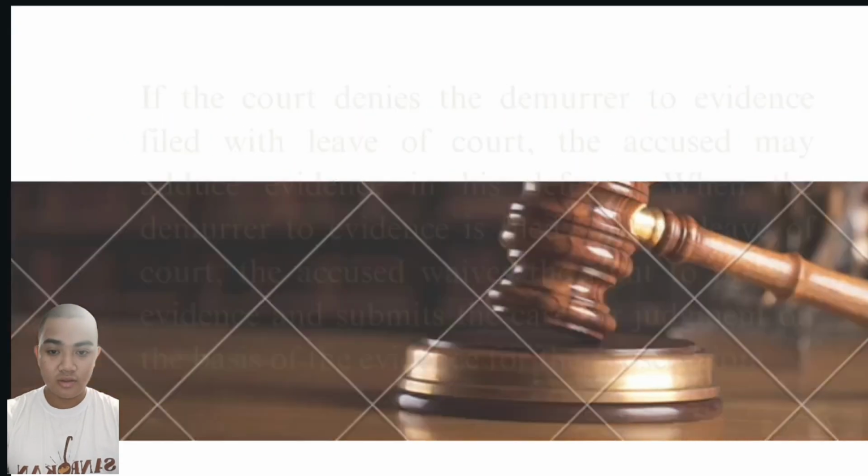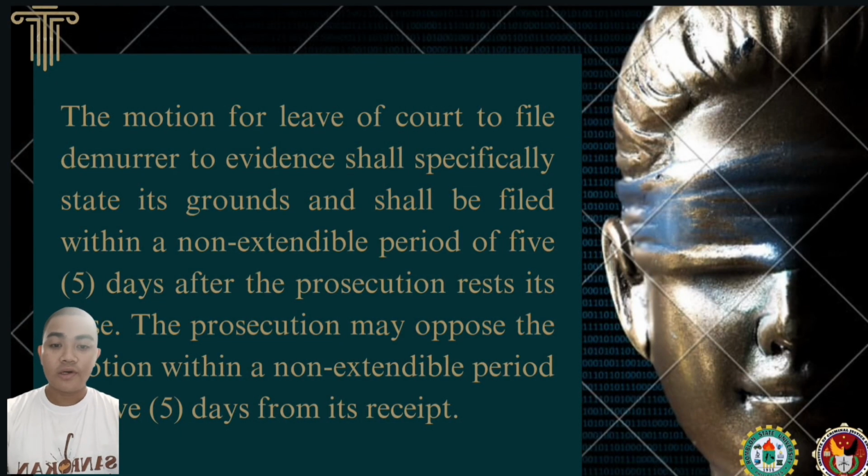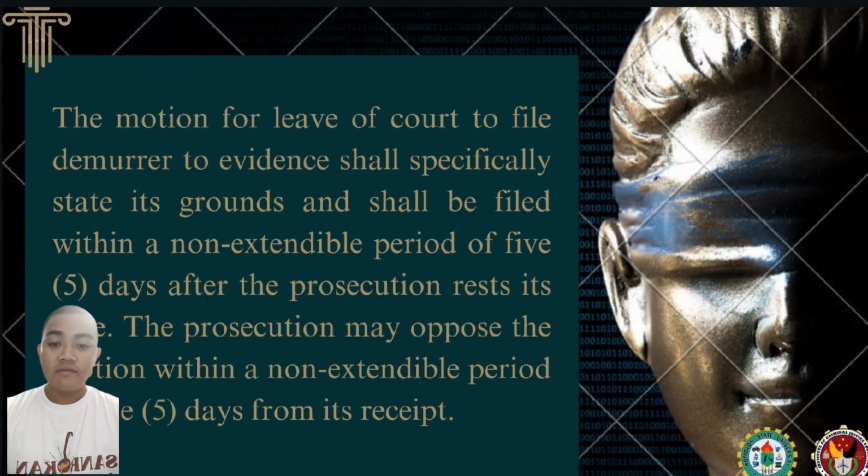And the motion for leave of court to file demurrer to evidence shall specifically state its grounds and shall be filed within a non-extendable period of 5 days after the prosecution rests its case. The prosecution may oppose the motion within a non-extendable period of 5 days from its receipt.